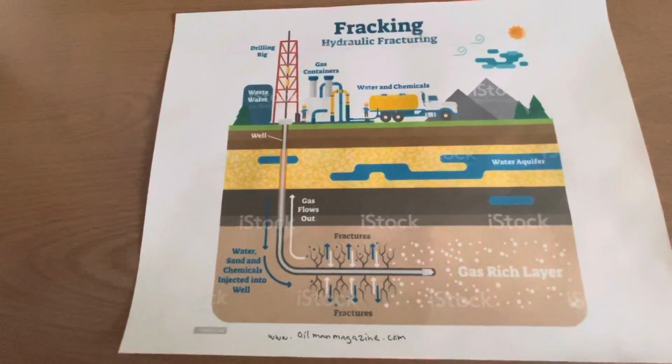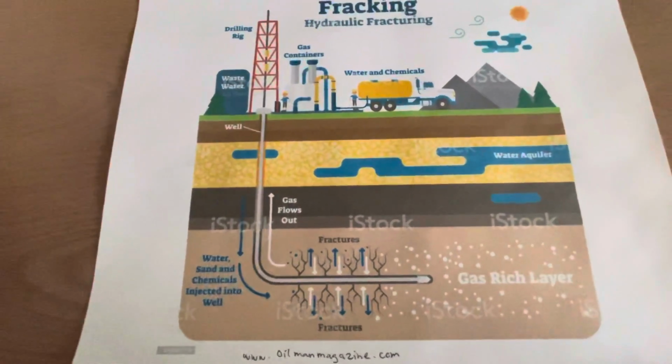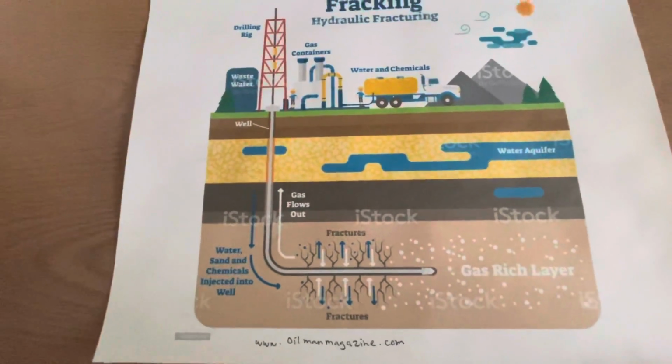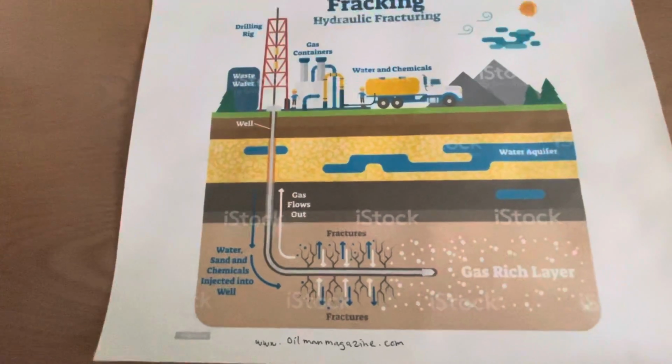In this process, water, sand, and chemicals are injected into the well and blasted down below to create a natural flow of oil down the soil.